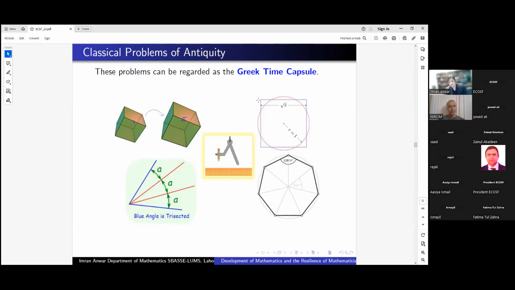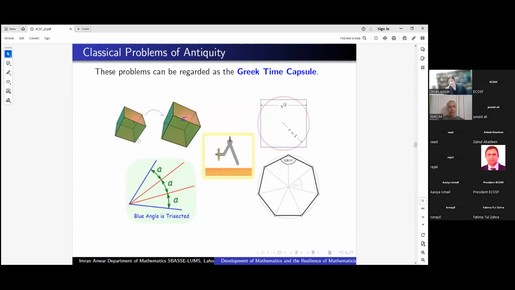So how to construct a square with side square root of pi by using compass and ruler? Okay, let me just move the slide a bit. The main thing is this compass and ruler. Can we construct a square with the help of compass and ruler having the same area as that of a circle? That was one problem.